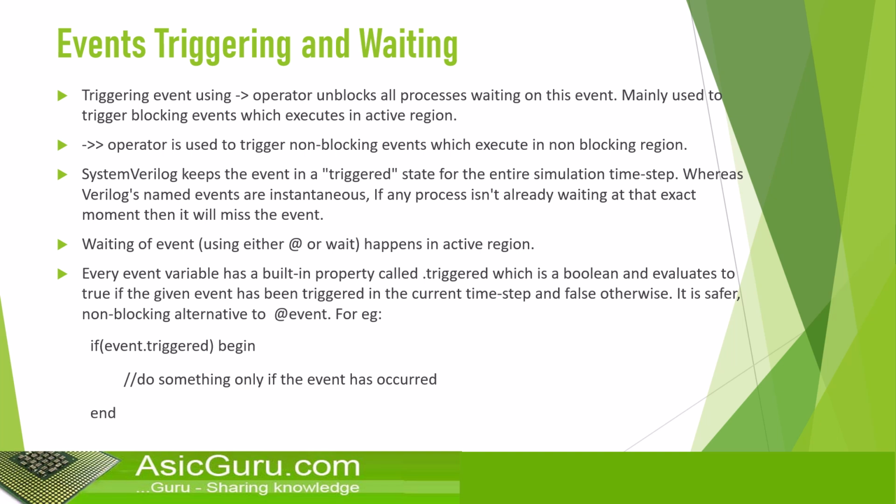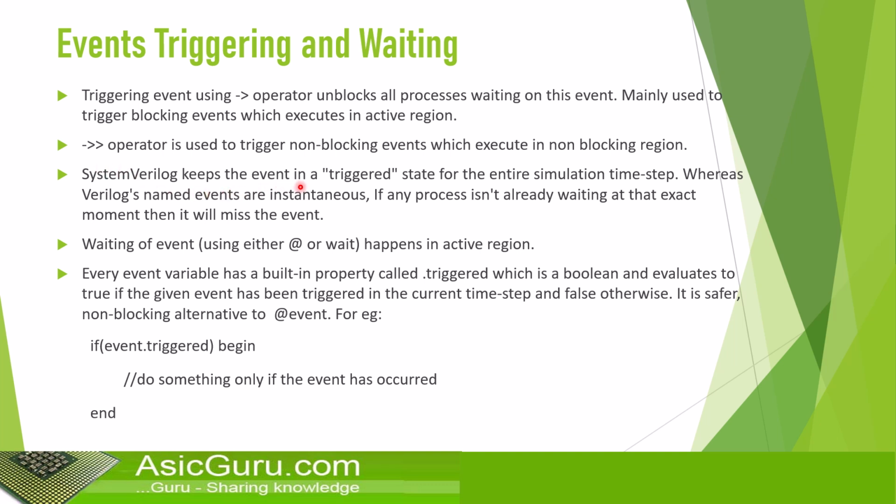Now let's understand how events are triggered and waited upon in SystemVerilog. For triggering, if you use the -> operator, it will immediately unblock all the processes that are waiting on it. This is considered a blocking trigger and it occurs in the active region of simulation. Next we have the ->> operator, the non-blocking trigger, which means it executes in the non-blocking region.